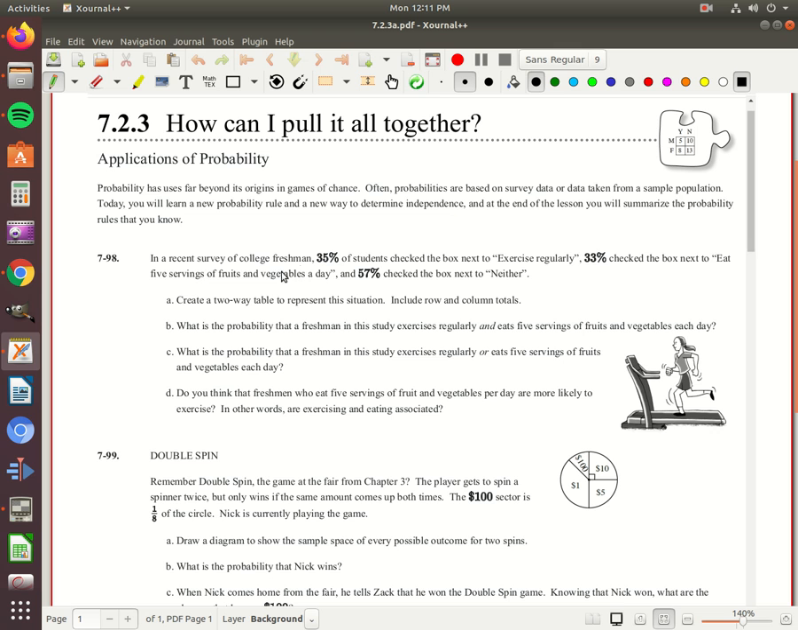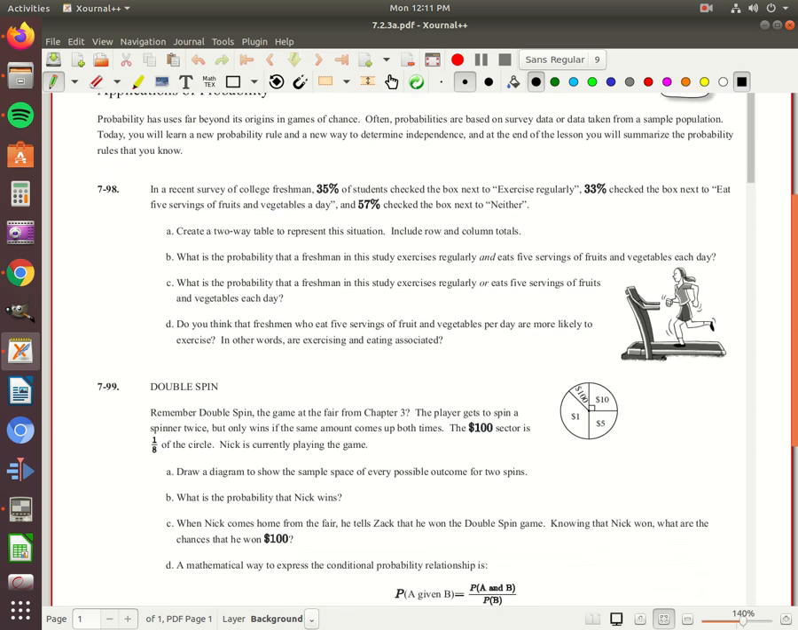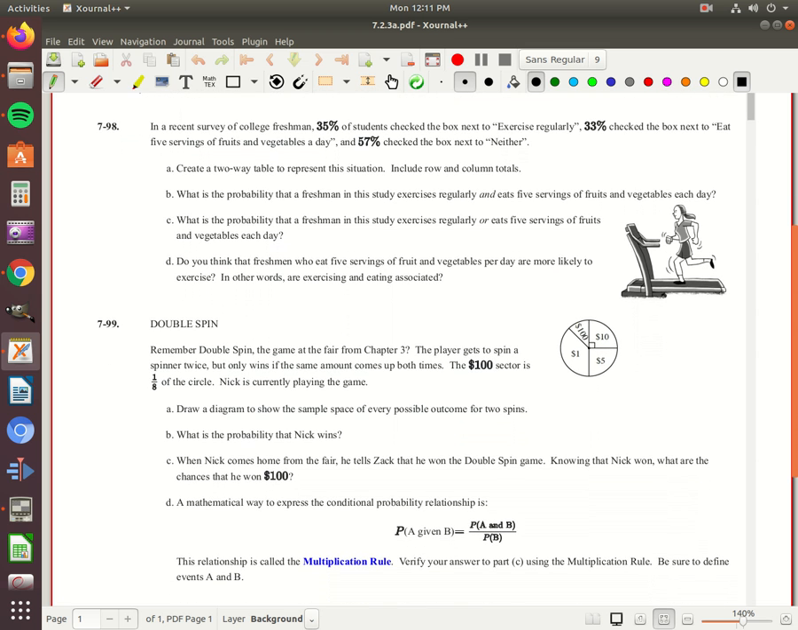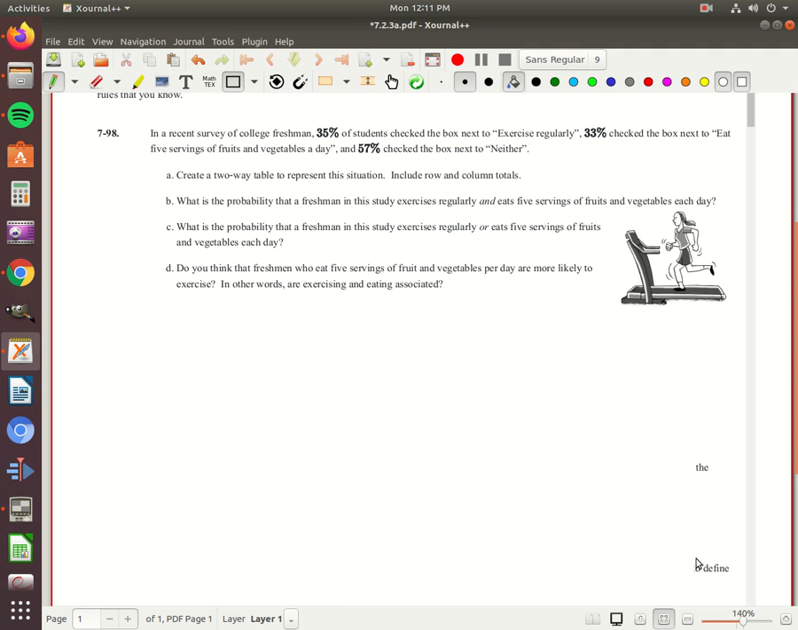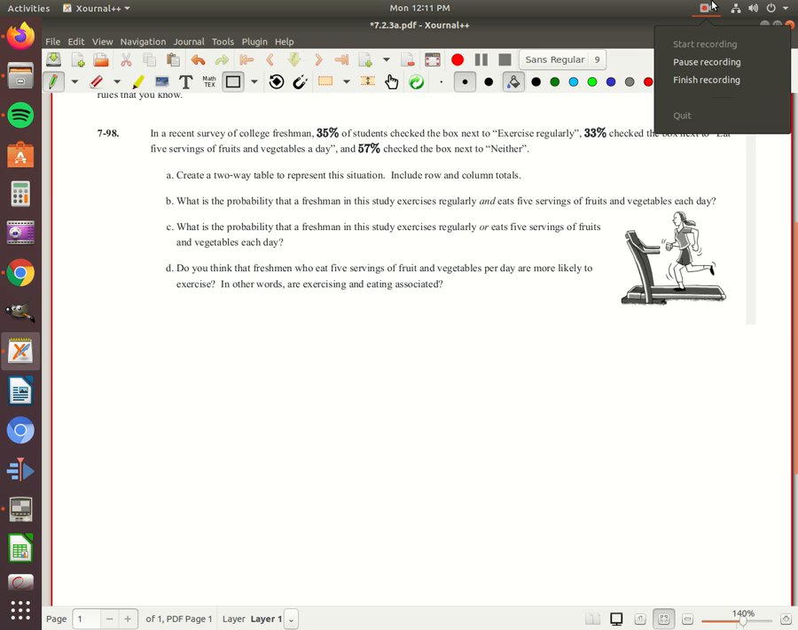So, in our recent survey of college freshmen, 35% of students check the box next to exercise regularly, 33% check the box next to eat 5 servings of fruit and vegetables, and 57% check next to neither. So let's make a two-way table to represent this information, including rows and columns. I would love it if you would pause the video and set this up and try to answer the questions that go with it. I'll pause and set it up myself.